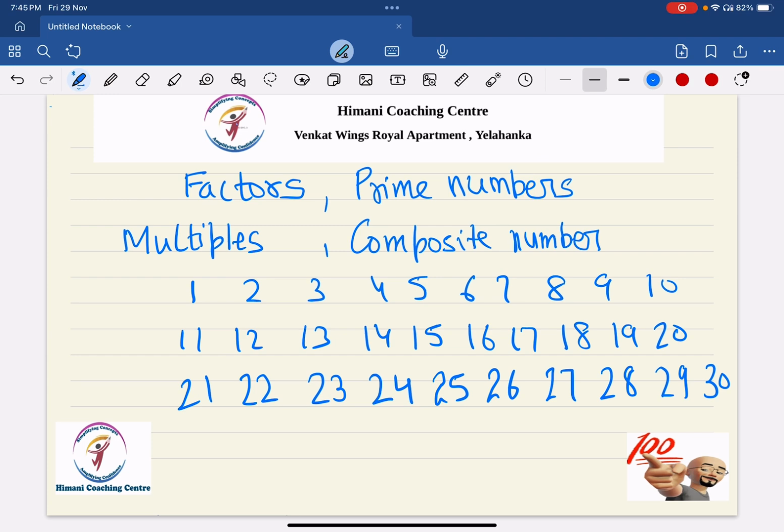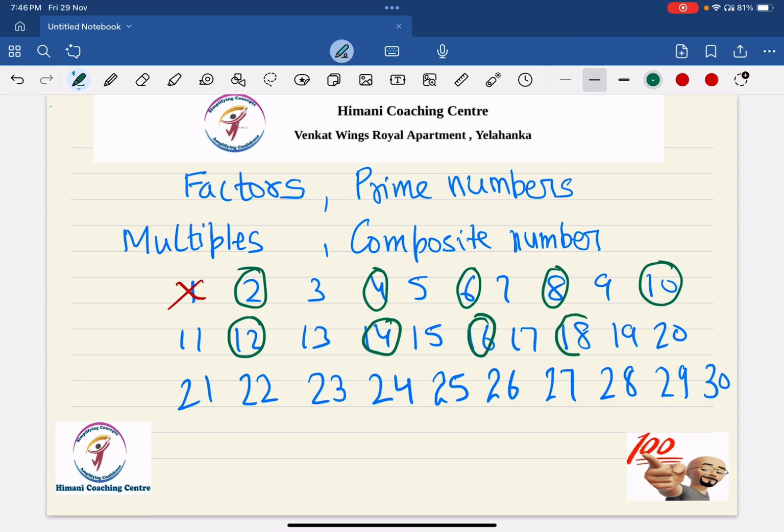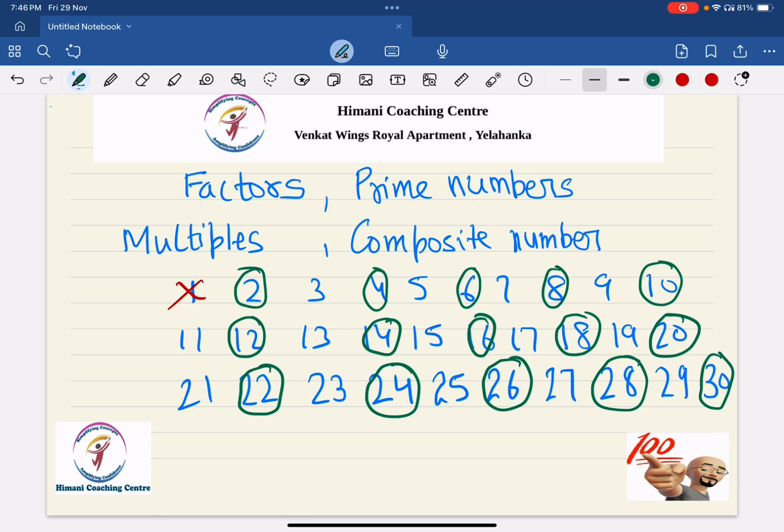So, see, let us first cross 1 out. Why? Because 1 is not a prime number. So, just cross it. Now, let us look for all the numbers between 1 to 30 which are divisible by 2. So, what is the rule? The unit digit has to be even, which is 2, 4, 6, 8, and 0. So, this gets circled, 4 gets circled. So, all these are divisible by 2. So, I am just circling them. Okay. 22, 2 is an even number, 24, 4 is even, 26, 6 is even, 28, 8 is even, 30, see, 0. So, divisible by 2.